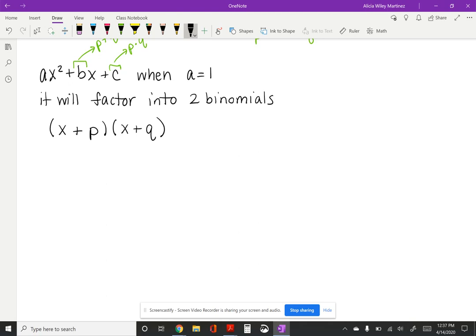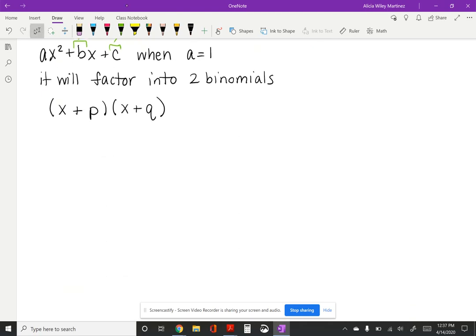Okay, let's look at an example. So we have x squared minus 3x, and let's do minus 10. Actually, let's change that to a plus 3x. So x squared plus 3x minus 10.